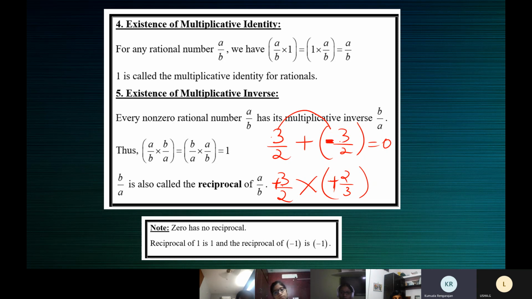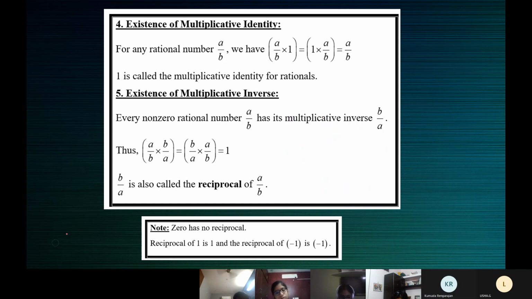And the product is, how do you multiply? 3 into 2 by 2 into 3. So they'll get cancelled and the answer is 1. So the reciprocal of 3 by 2 is 2 by 3. That is, the multiplicative inverse of 3 by 2 is 2 by 3. And the multiplicative inverse of 2 by 3 is 3 by 2. One is the reciprocal of the other. You can read it both ways. 3 by 2 is the reciprocal of 2 by 3. 2 by 3 is the reciprocal of 3 by 2.